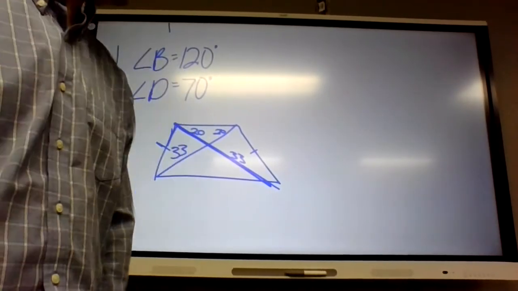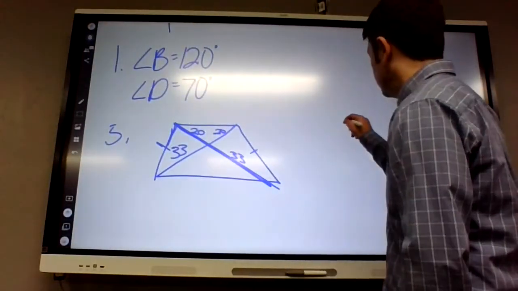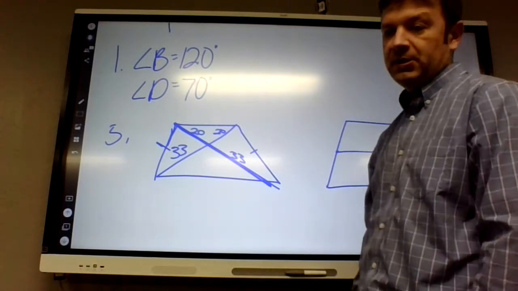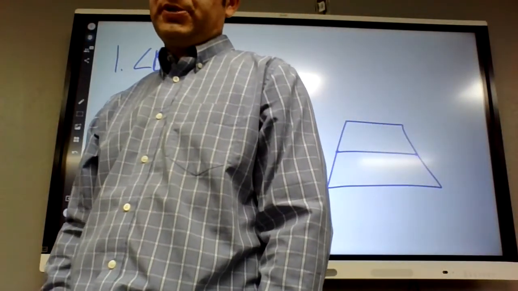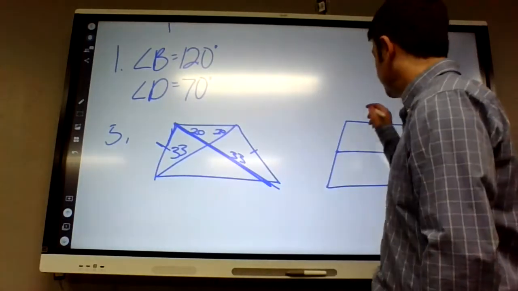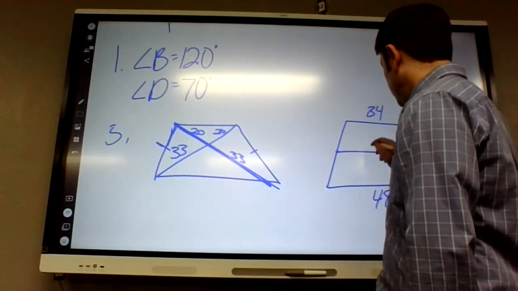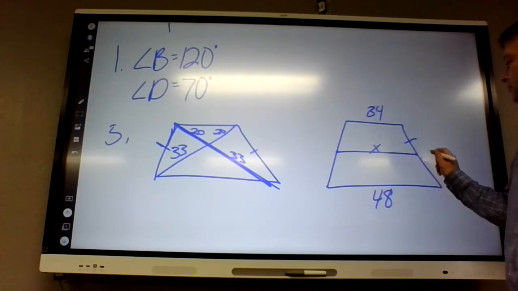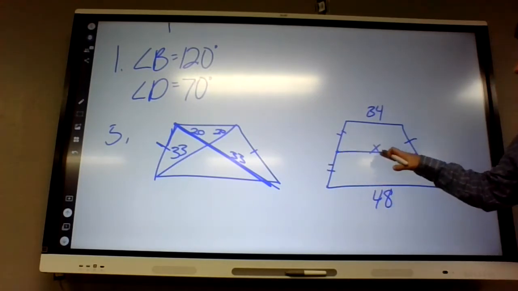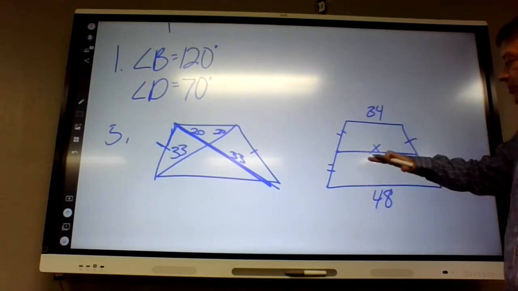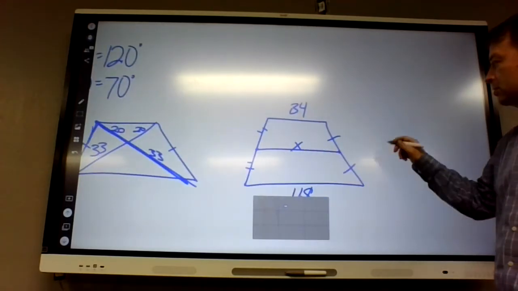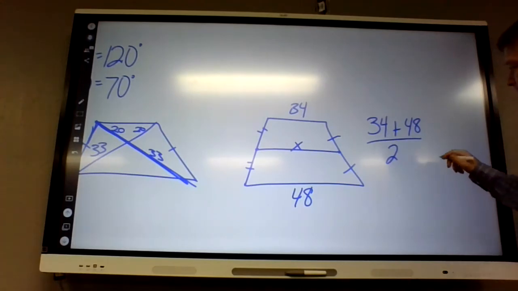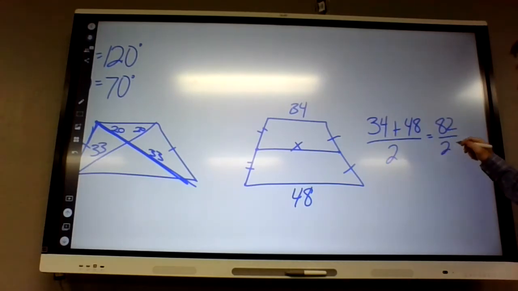Okay, on number seven, we're supposed to find MN. What is MN? It's a mid-segment. It's going through the midpoints of the trapezoid. It says PS is 34, QR is 48. So how do we find the length of the mid-segment, MN? Average. The mid-segment is right between. So this one's short, this one's long, this one's in the middle. So it's the average of these two. You add them together first and then divide by two. So it's 82 divided by two.